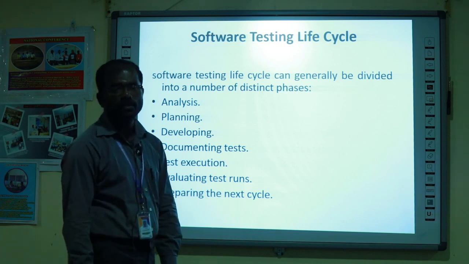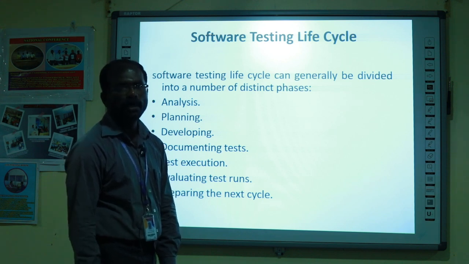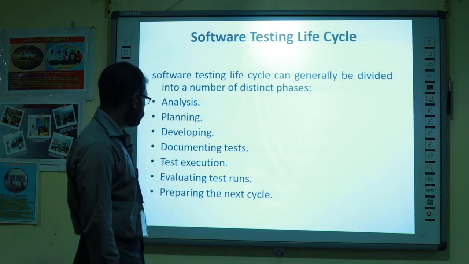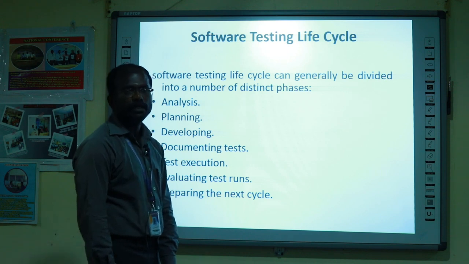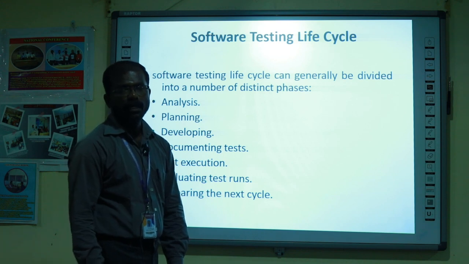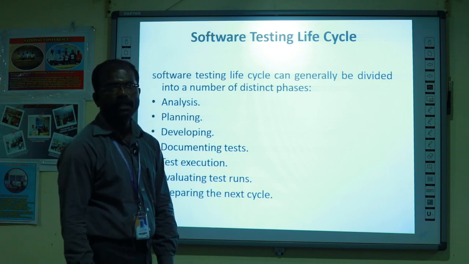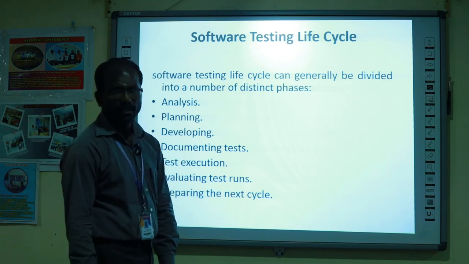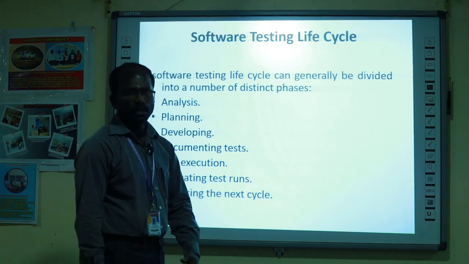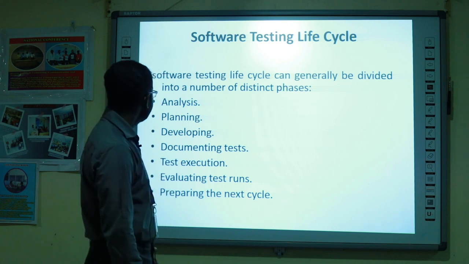After the testing process, we have to evaluate where all the errors and bugs are present. We have to evaluate everything and report it to the particular team. The last one is preparing the next cycle. After completing the testing process, we have to plan for the next stage. After testing, we give the report to the particular team, and they correct the errors and bugs in the software. After that, we again have to run the software and check whether it is developed correctly or not.